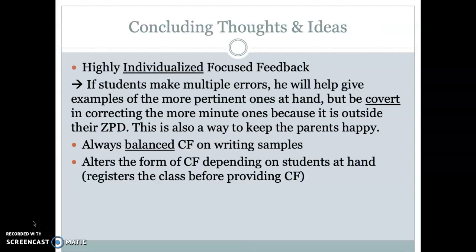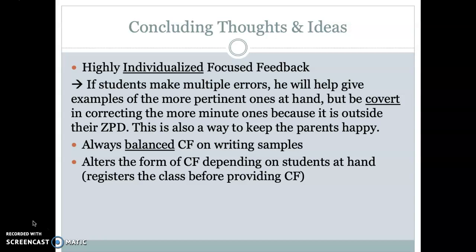And then concluding thoughts and ideas. It's very highly individualized, focused feedback. If students make multiple errors, he will give examples of the more pertinent ones at hand, but be covert in correcting the more minute ones because they are outside their zone of proximal development. This is also a way to keep the parents happy.